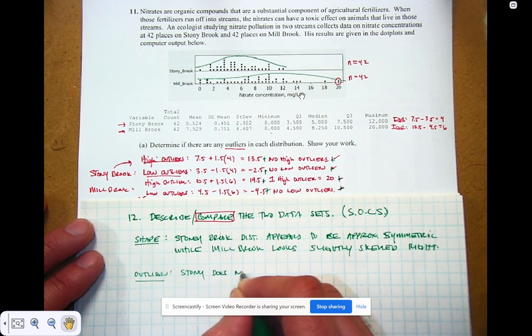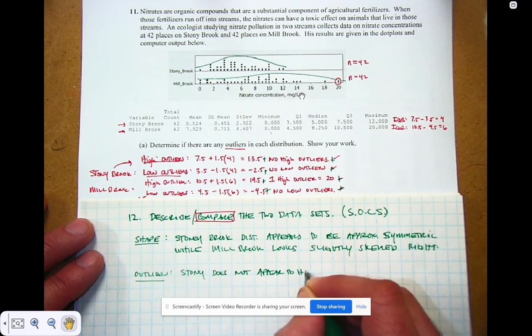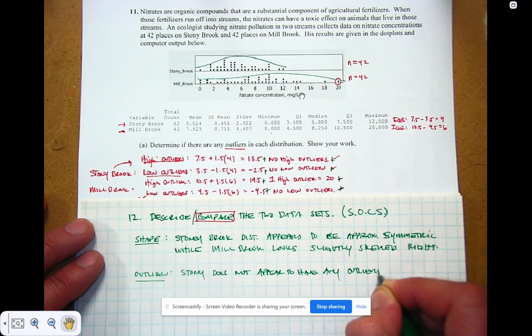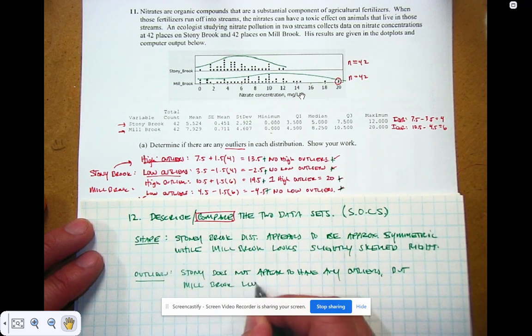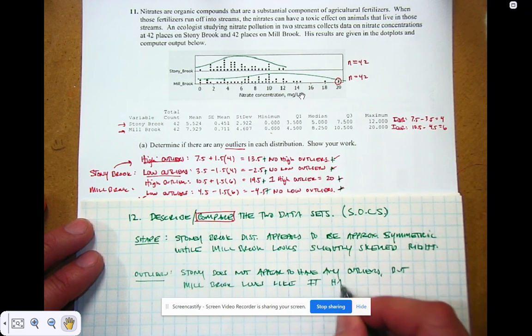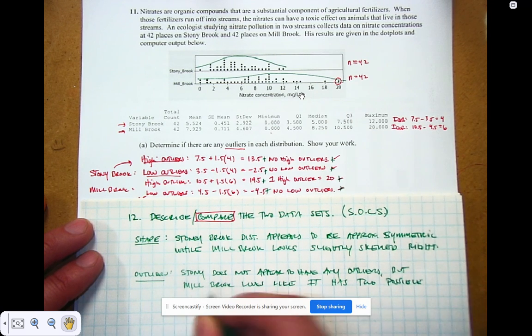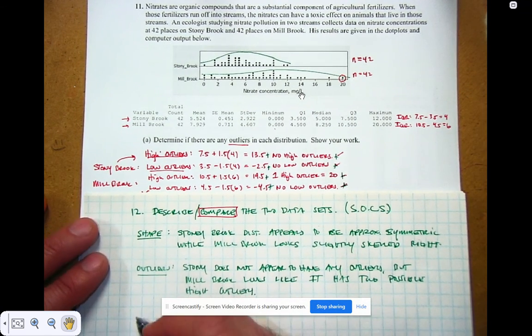Okay, again, assuming we didn't do the actual math, you would simply say that Stony Brook does not appear to have any outliers, but Millbrook looks like it has two possible high outliers. Okay, so we've addressed the O.